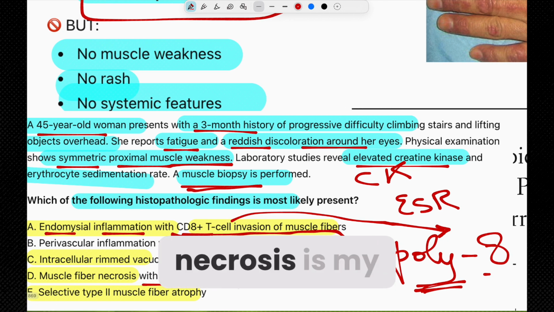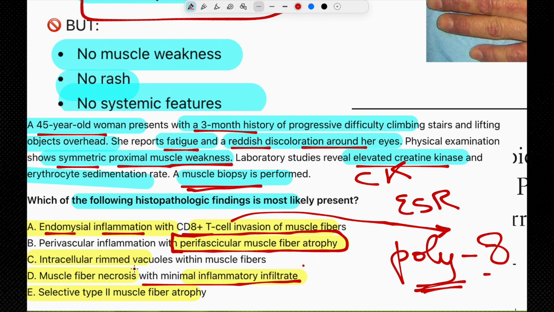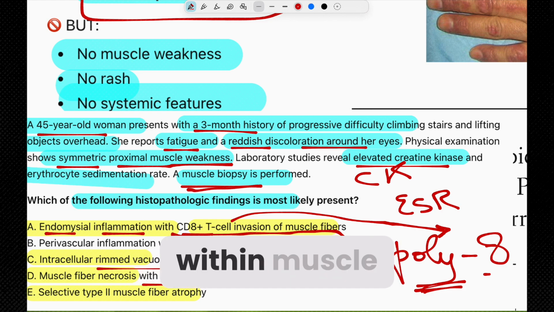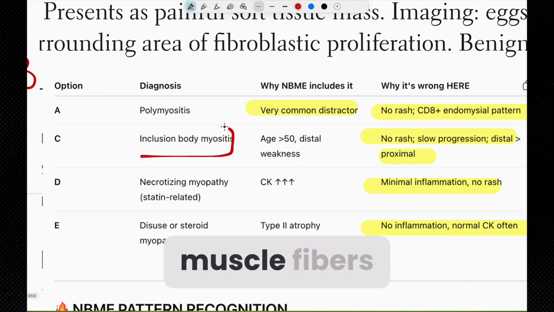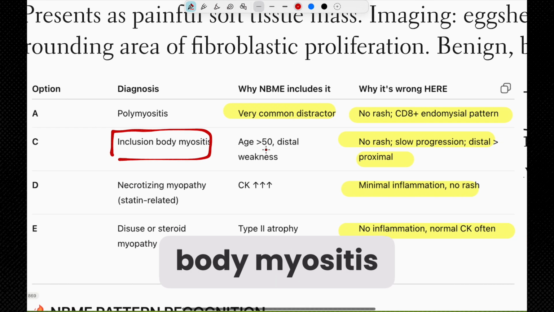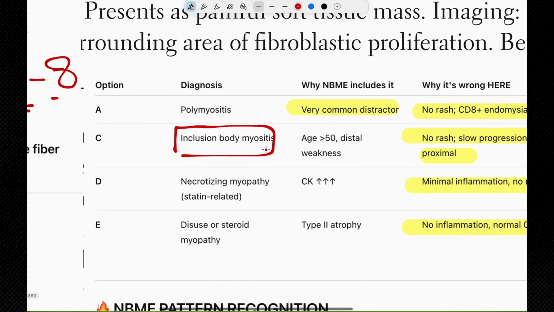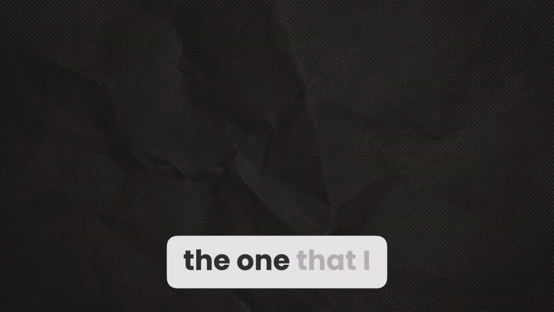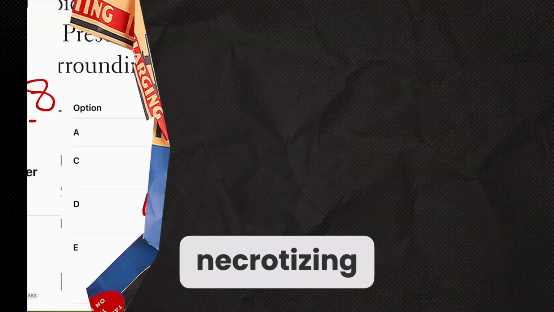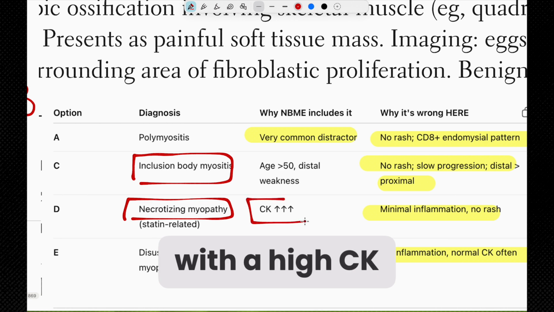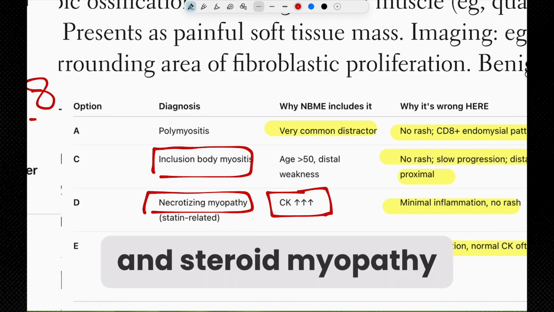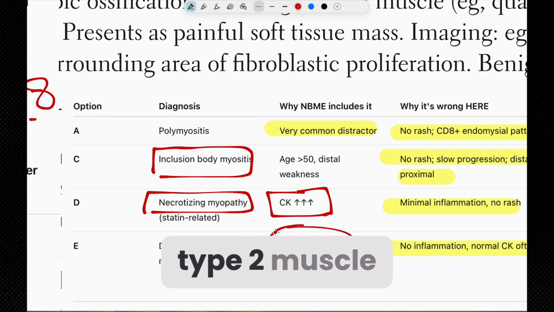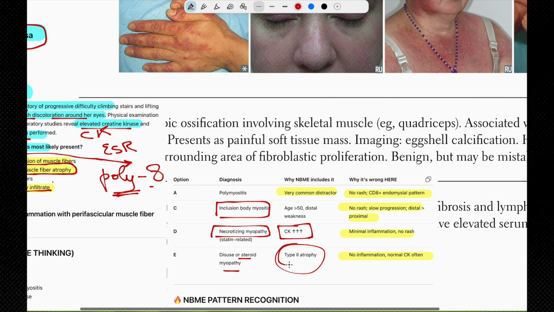Muscle fiber necrosis is myonecrosis. Intracellular rimmed vacuoles within muscle fibers. What is that? Those are inclusion body myositis. It's not really high yield. Necrotizing myopathy was the one that I just told you about, the necrotizing muscle damage with a high CK, right? High CK. And steroid myopathy is going to cause type 2 muscle fibers to be involved.